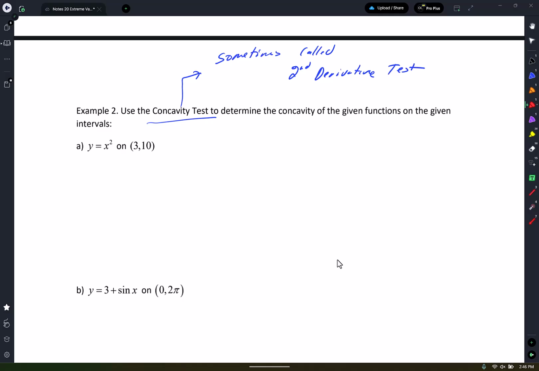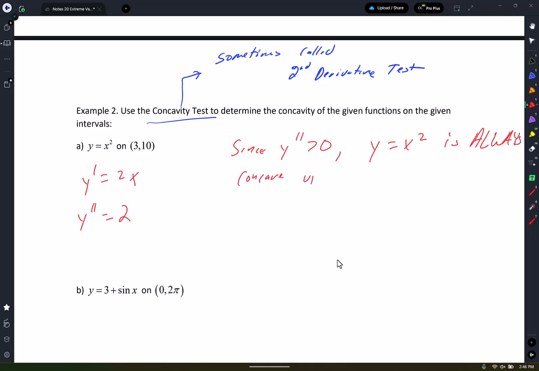Okay, you guys ready? Well, it says to use a second derivative test or concavity test. Y prime, 2x. Y prime prime, 2. Since y prime prime is always positive, y equals x squared is always concave up. We know that. Y equals x squared looks like this.